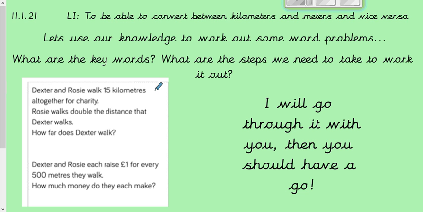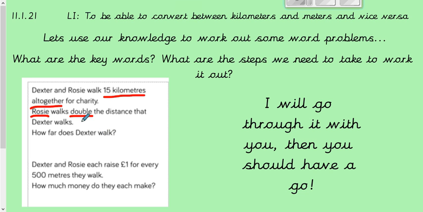So to me, the words that are standing out are 15 kilometres altogether, because we know that both of them did 15 kilometres altogether. And Rosie walks double the distance that Dexter walks. That means ×2. Okay, so whatever Dexter walked, however far he walked, Rosie walked twice that amount. That's what double means. Okay, so how far does Dexter walk?